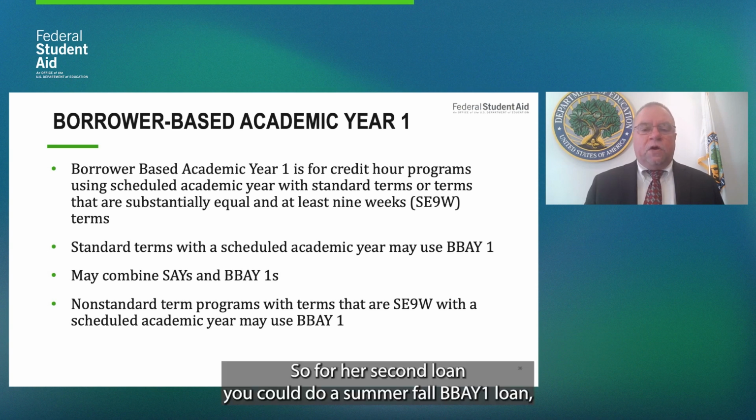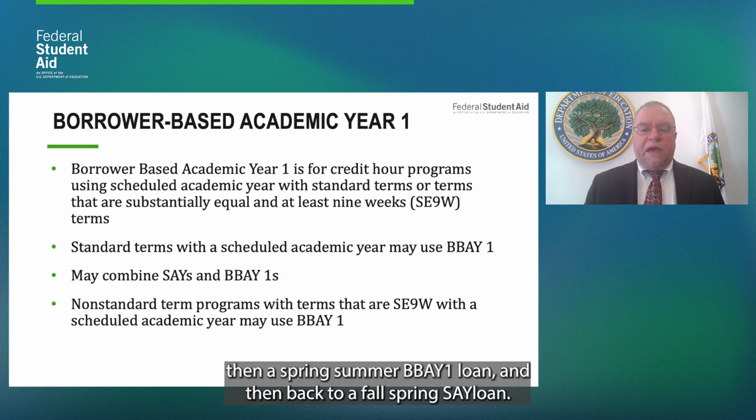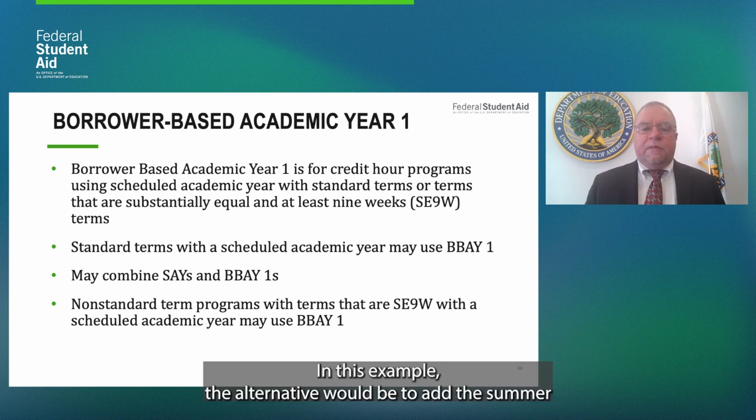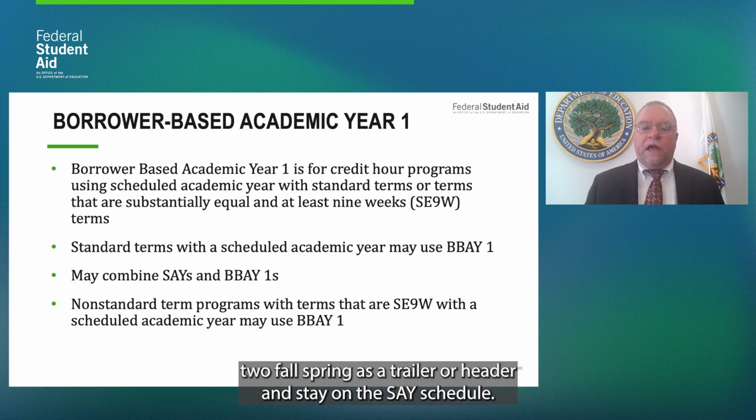So for her second loan, you could do a summer-fall BBAY 1 loan, then a spring-summer BBAY 1 loan, and then back to a fall-spring SAY loan. That's one option. It's not required. In this example, the alternative would be to add the summer to fall-spring as a trailer or header and stay on the SAY schedule.